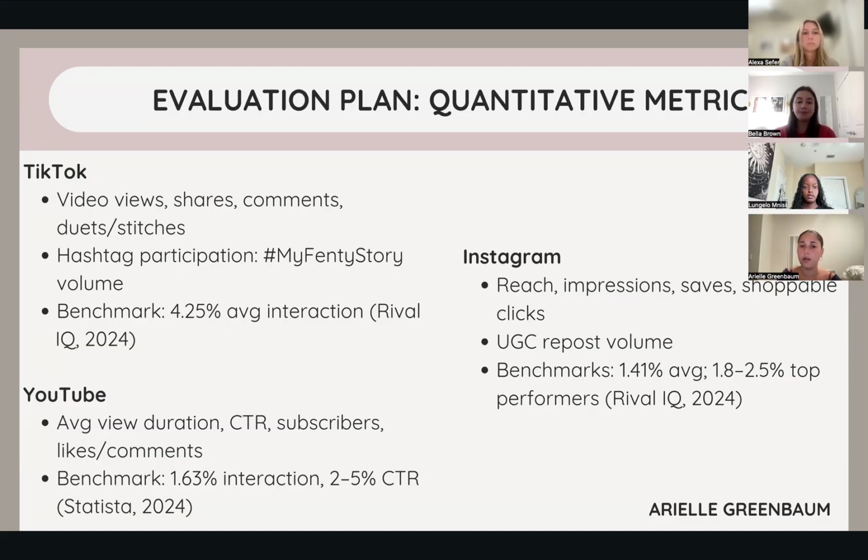On TikTok, we look at video views, shares and comments, duets and stitches. We look at hashtag participation, and our benchmark is 4.25% average. For YouTube, we look at average view duration, CTR, subscribers, and likes and comments, and our benchmark is 1.36% interaction. On Instagram, we look at reach, impressions, saves, and shoppable clicks, and our benchmark is 1.141 average. Next slide.